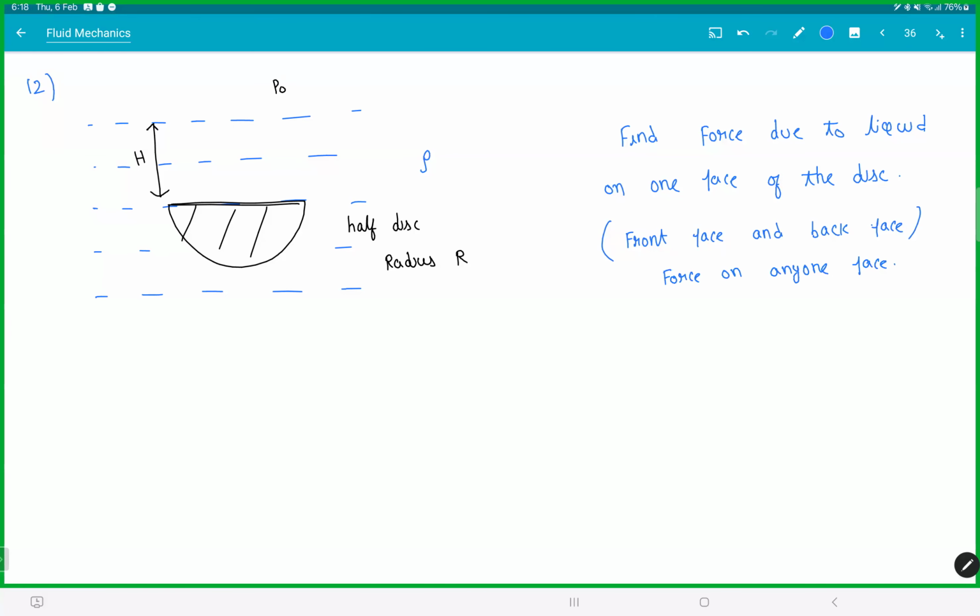I hope the diagram is clear. Let's get this. As you go down, pressure changes, so you can't directly say pressure into area here. I think it's a pretty good one.